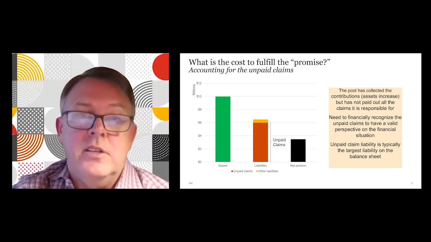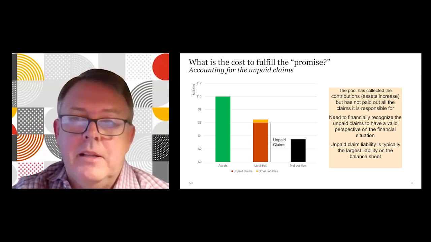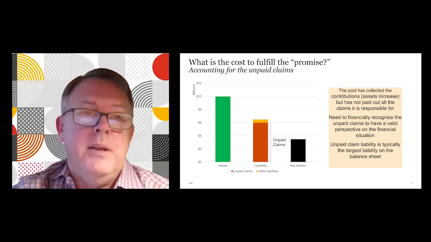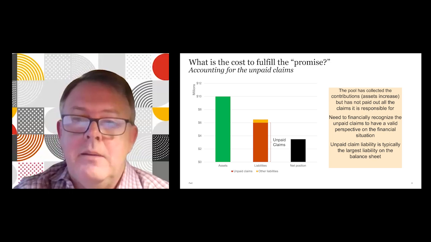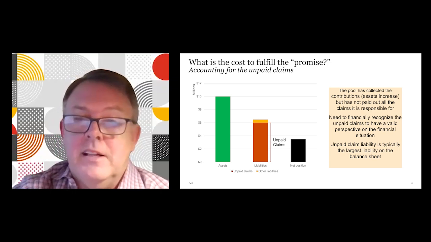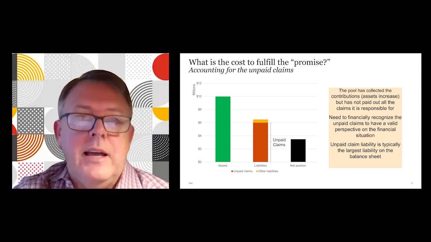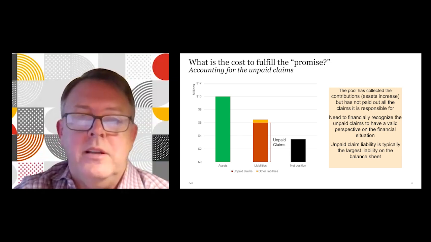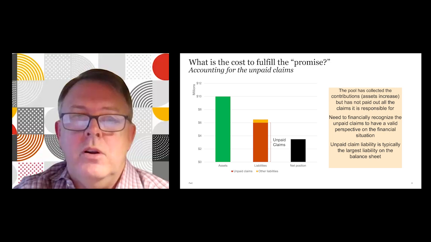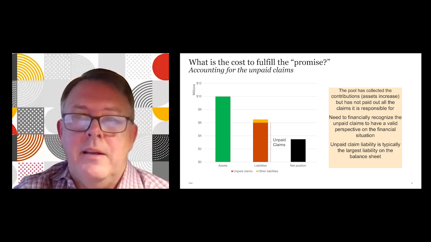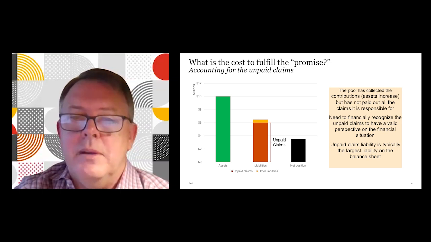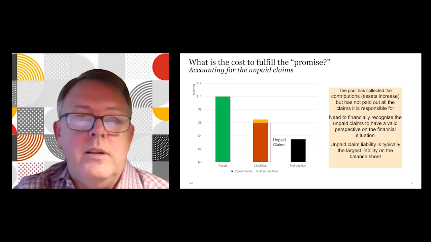And then the largest liability on a pool, or generally an insurer's balance sheet, is going to be that unpaid claim. That unpaid claim is basically an accounting estimate, and that's coming from the actuary. The actuary is being asked, how much is this pool going to pay out in the future in order to fulfill the obligations it has from collecting all those contributions? That's the basic question.